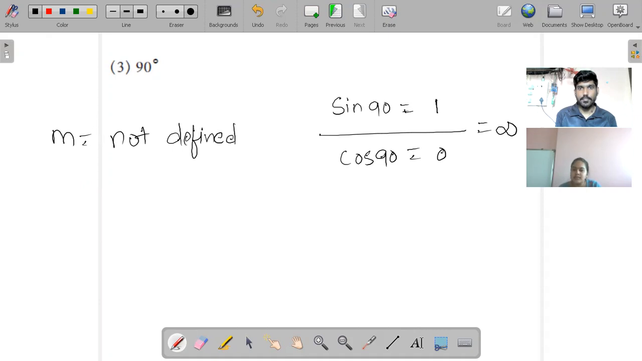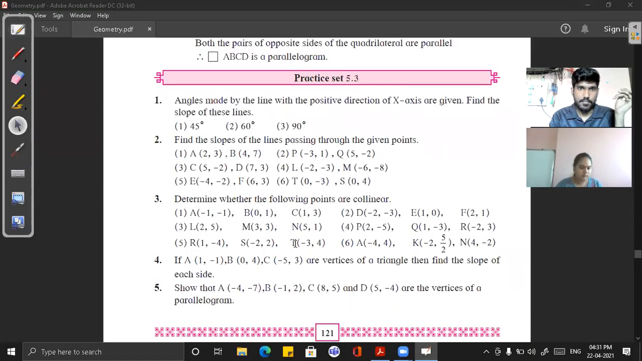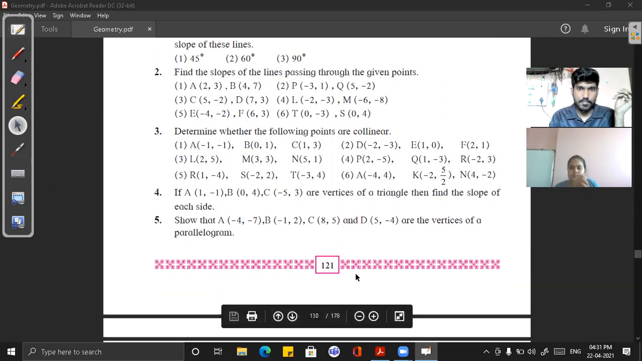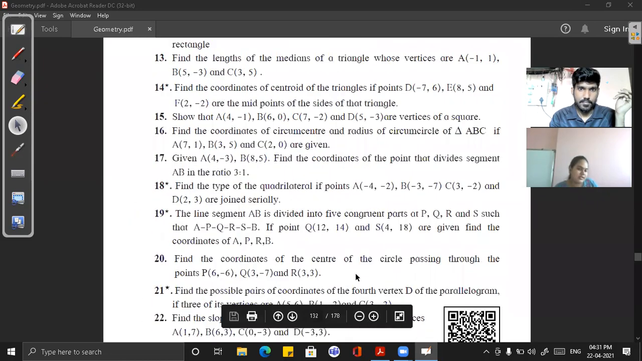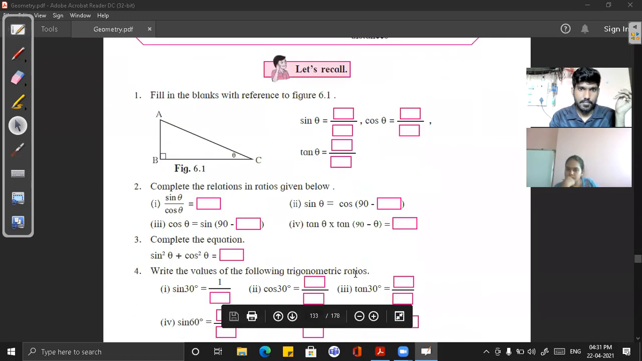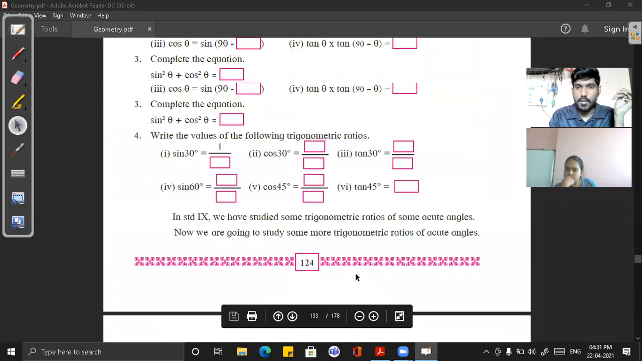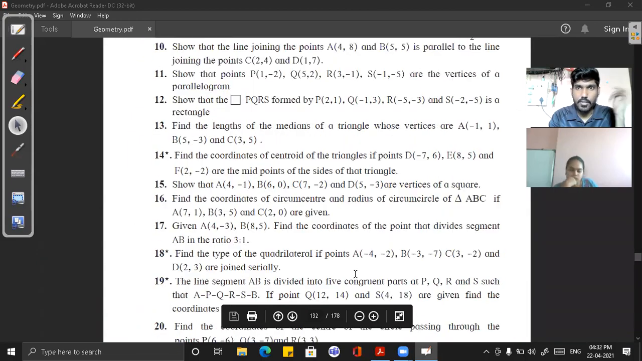Are these values given as a table in the textbook? Yes, in your trigonometry chapter it will be there. It's on page 127, the whole table, even cosec, sec, and cot. We'll see that later.